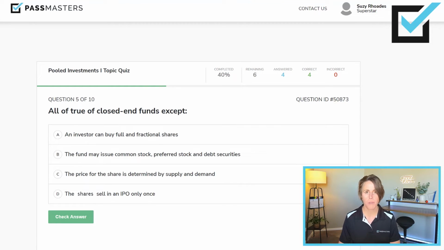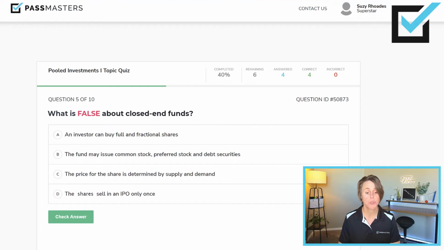All are true of closed-end funds except, rewording it, what is false about closed-end funds. An investor can buy full and fractional shares. I don't think so, but we're going to read them all before we pick. The fund may issue common stock, preferred stock, and debt securities. The price for the share is determined by supply and demand. Yes, closed-end funds trade in the secondary market. The shares sell in an IPO only once.